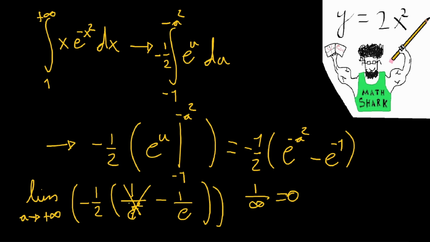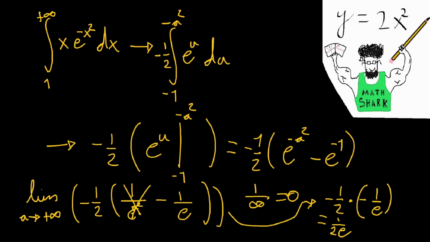So we actually get, as the answer, minus a half times minus 1 over e, which gives us 1 over 2e. So our original integral converges with a value of 1 over 2e.